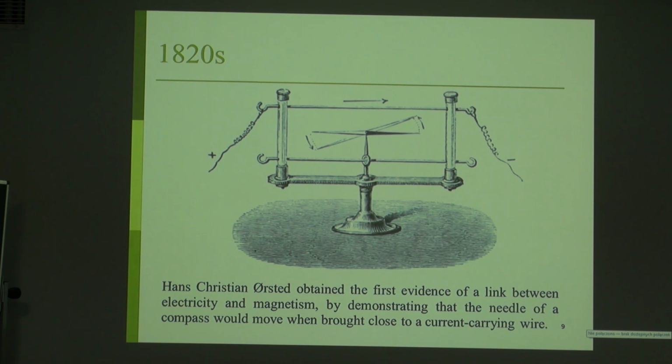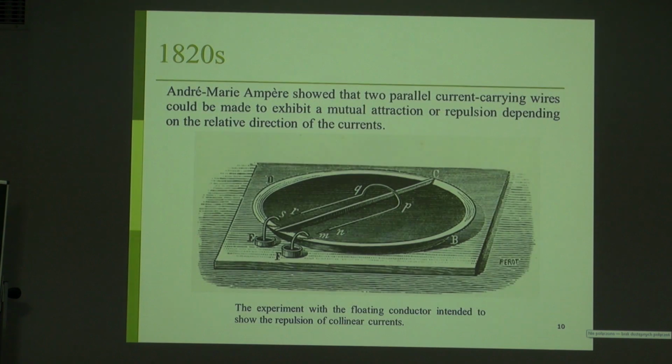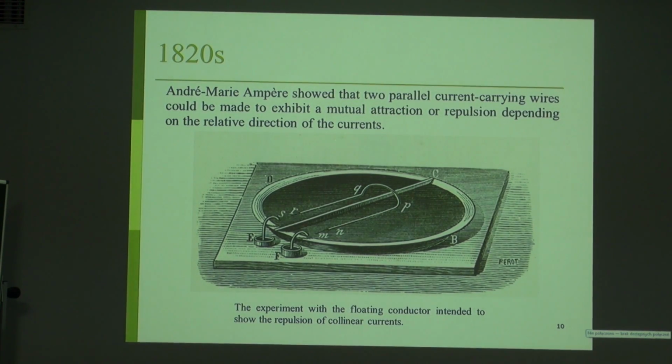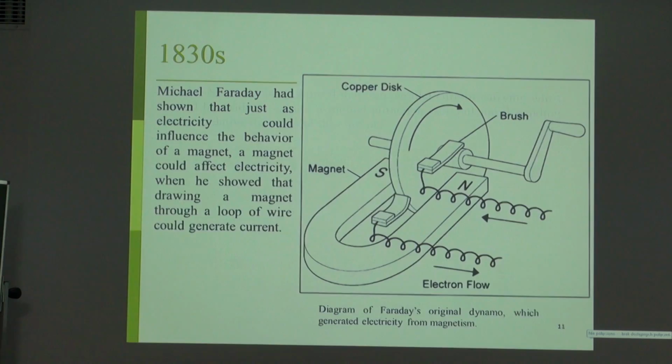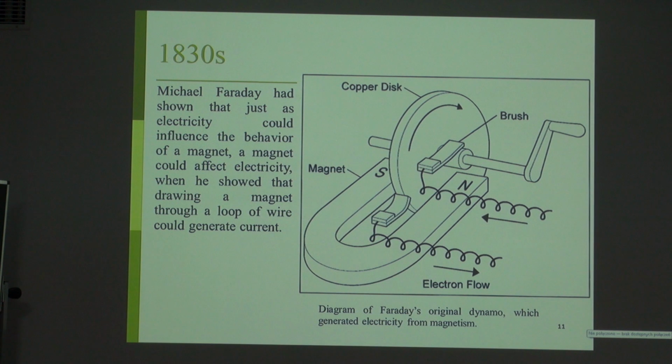Soon after this experiment, there was also a very fine experiment made by Ampère, who showed that two parallel current-carrying wires could be made to exhibit a mutual attraction or repulsion depending on the relative direction of the current. And next, 10 years later, there was Michael Faraday's experiment, who showed that just as electricity could influence the behavior of a magnet, a magnet could also affect electricity, when he showed that drawing a magnet through a loop of wire could generate current.